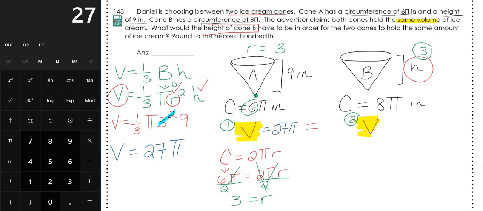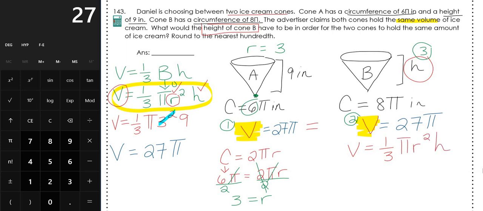So that means the volume of cone B is also 27 pi, because they said they should hold the same amount of ice cream. Perfect. Now that I have the volume of cone B, I'm almost ready to work backwards. So volume formula for any cone, just like we looked at before, was 1/3 big BH. Since we already know that big B stands for area of a circle, I'm going to go ahead and write down the same formula that I did before. So V equals 1/3 pi r squared h.